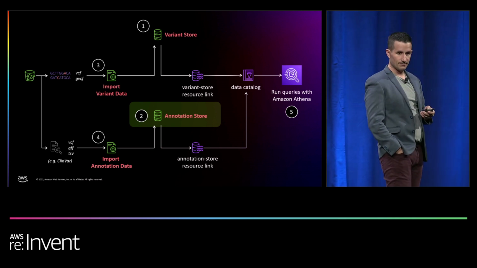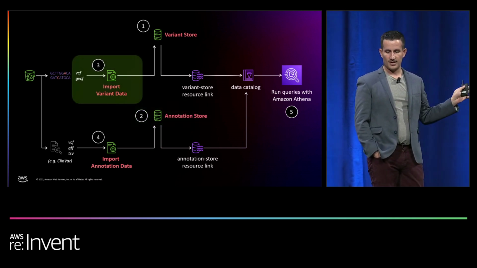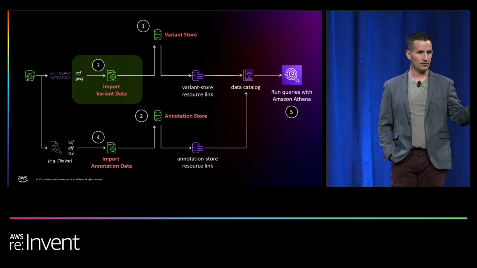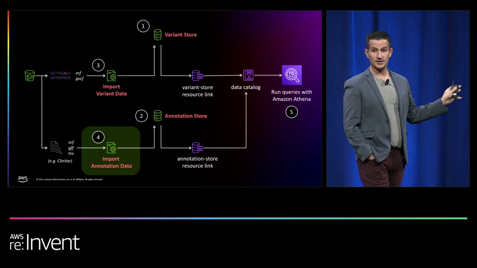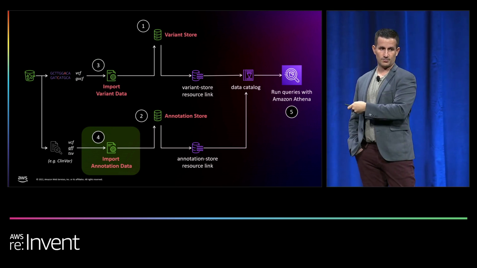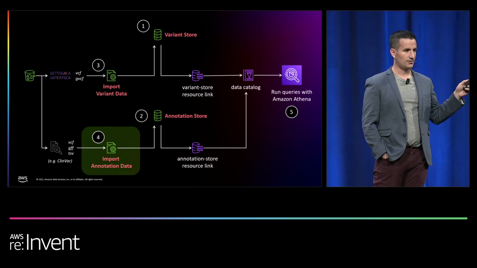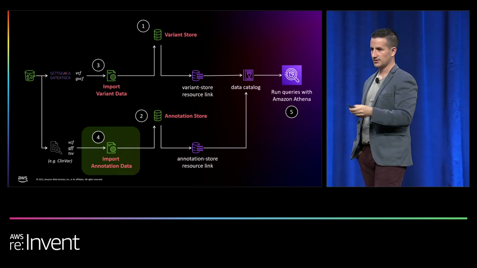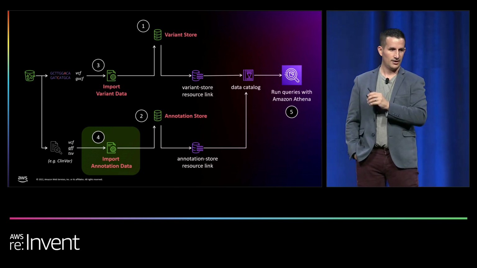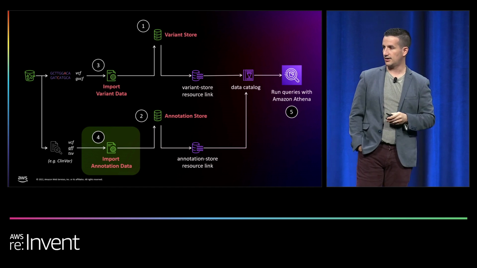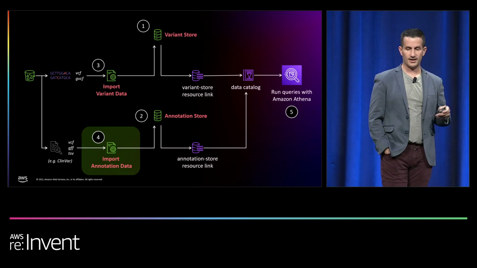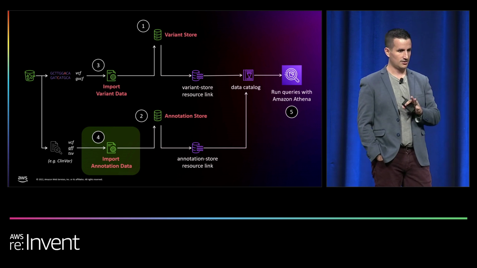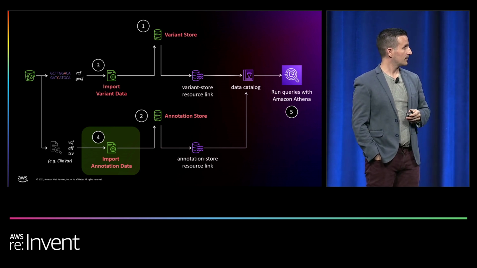To bring this data in, it's really simple. It's an API call, import, start variant import job, or start annotation import job. And we'll just bring the data in, nothing for you to do, no ETL for you to manage. You're not billed for any ETL, just a single low cost per gigabyte. And the data gets stored. And as I said, right, there's nothing to manage in the fullness of time.